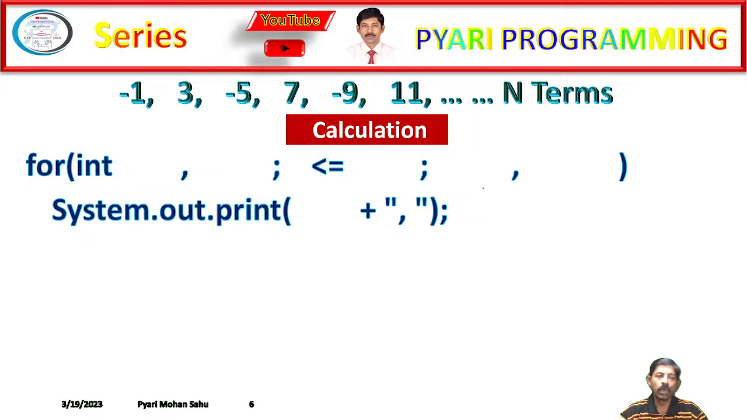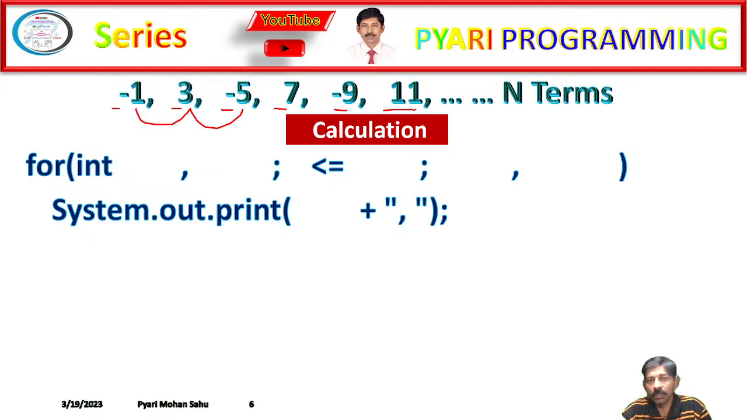Okay. Now, in case of plus minus series, we have to emphasize on two things. One is your updation part. And number two, what mechanism I should apply so that the first one will be negative and second one is your positive. Then negative, then positive. Then negative, then positive.